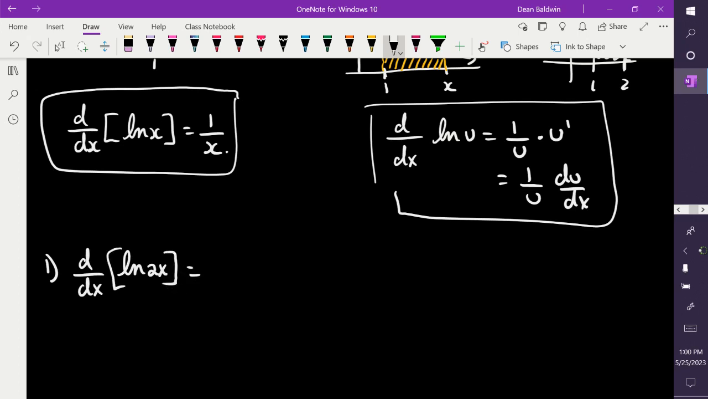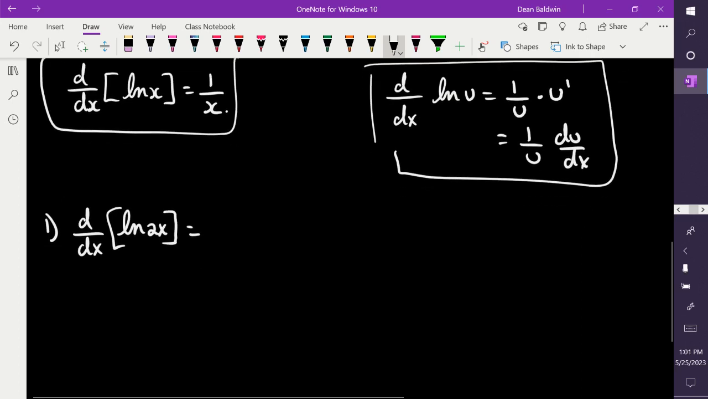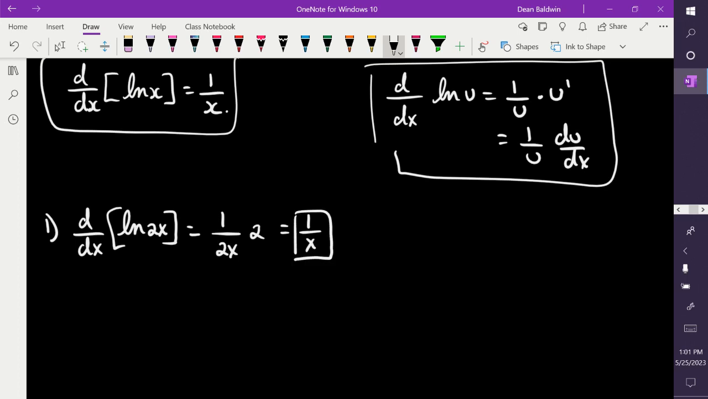All right. The derivative of the natural log of 2x. It's 1 over whatever's in there times the derivative of whatever that was, which is the u prime. What's the derivative of 2x? 2. So what happens to the 2's? They cancel, and you get 1 over x.